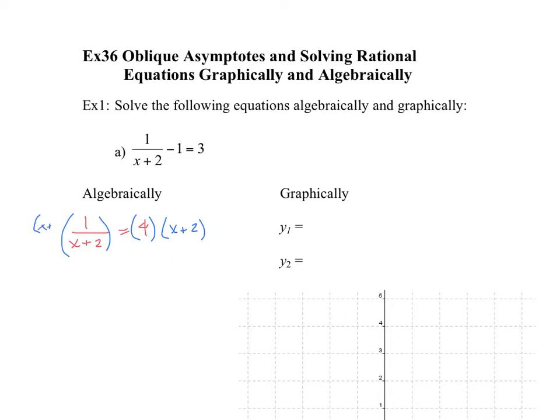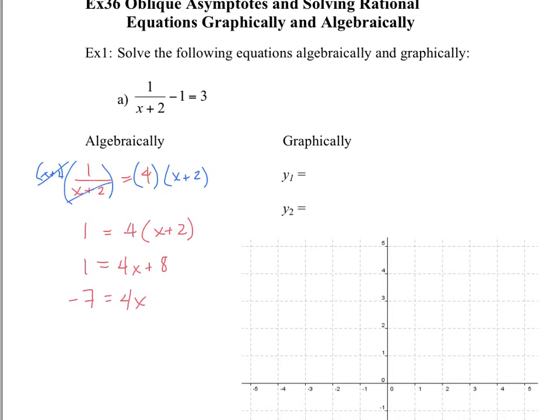What that's going to do is relieve it from the denominator, right? It's going to eliminate it. And you have 4 times x plus 2. And then you multiply through, and then we solve for x. So bring the 8 over there, and you divide. Okay, so step by step to solve for x here.